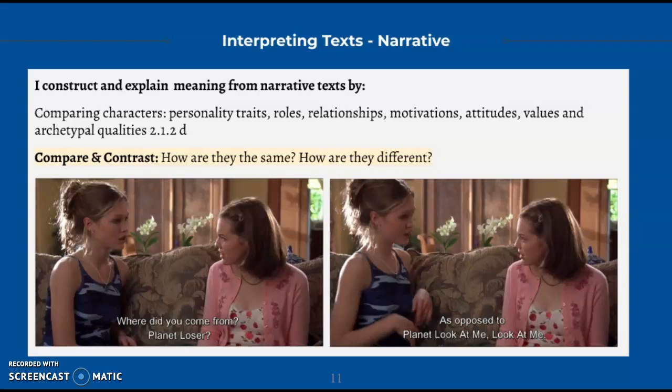When you have two characters that have a similar role in the text, like for example, two sisters in 10 Things I Hate About You, often that means that they're character foils. They're set up to reveal something about each other because of the differences between them. The word foil comes from the idea of a mirror, like being able to see your reflection in a mirror. You're the same but different.